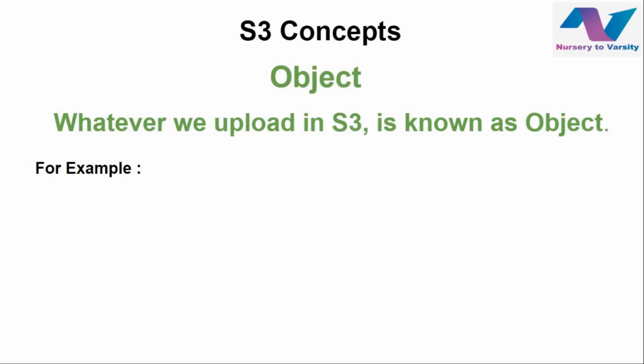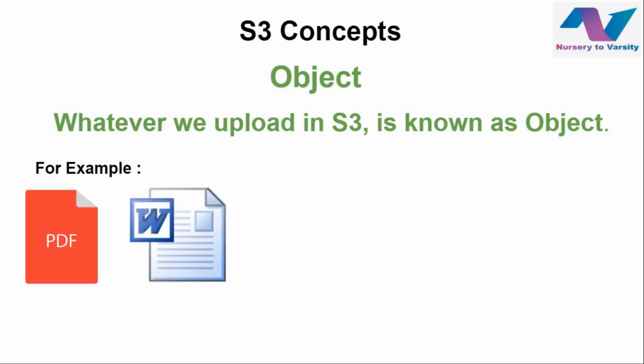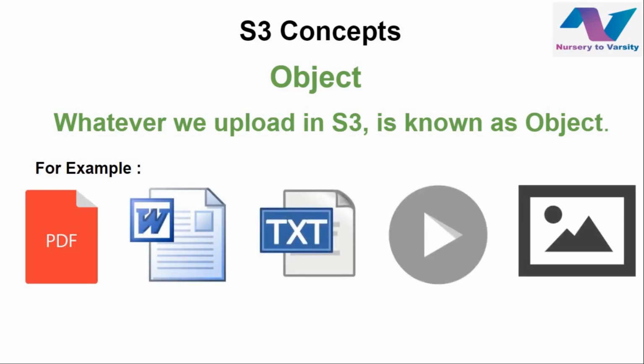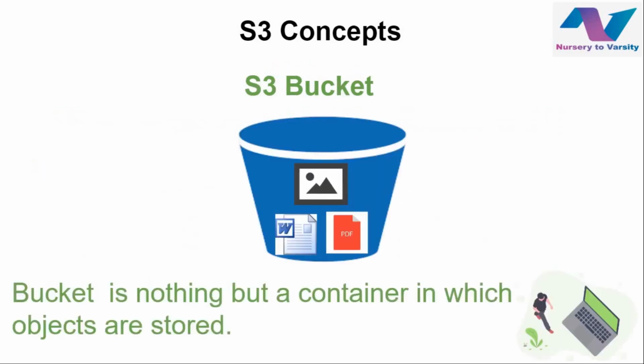Whenever we talk about S3 concepts, the first thing we need to talk about is the object. Whatever we upload in S3 is known as an object. For example, a PDF file, doc file, text file, pictures, videos, etc. are all objects. Now let's talk about the S3 bucket. A bucket is nothing but a container in which objects are stored.